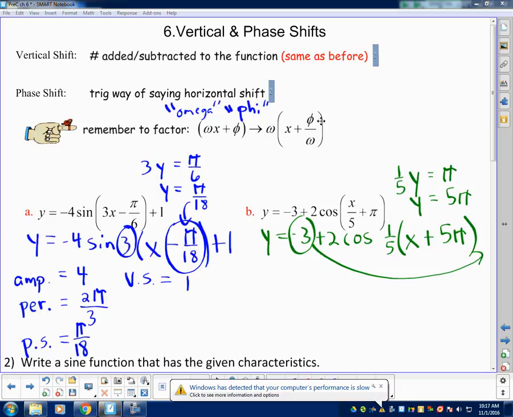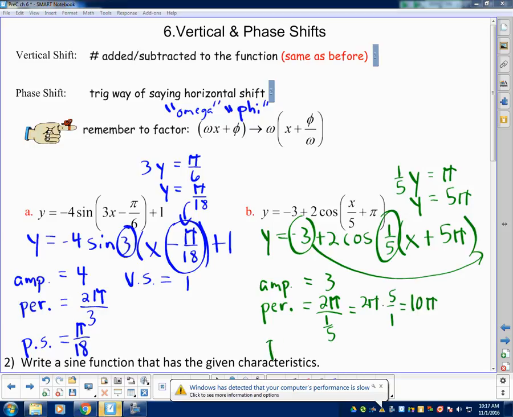So the amplitude is equal to 3. It's the absolute value of -3. The period is equal to 2 pi divided by b, which is right here, 1/5. Which is 2 pi times 5 over 1, or 10 pi.